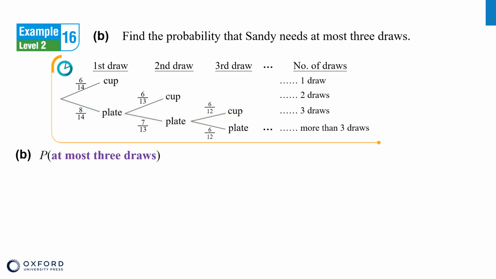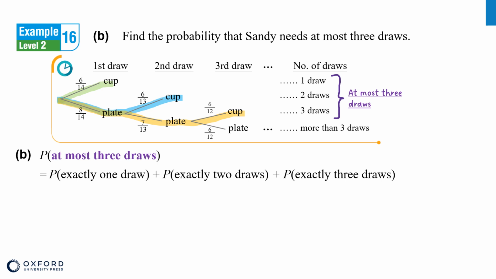In part B, we need to find the probability that Sandy needs at most 3 draws to get a cup. That means we are looking for the probabilities of her needing 1 draw to get a cup, 2 draws to get a cup, or 3 draws to get a cup, but not more than that. We'll add up these probabilities to get the answer. Getting a cup in exactly 1 draw is simply the probability that Sandy draws a cup in the first draw. That is 6 over 14.